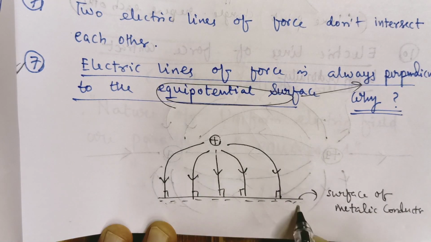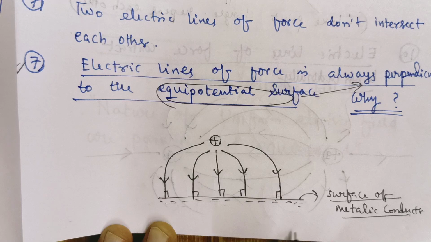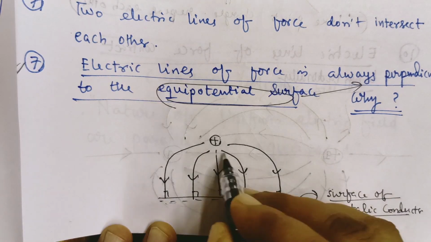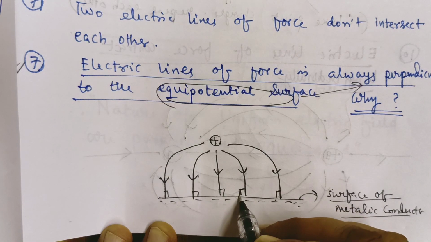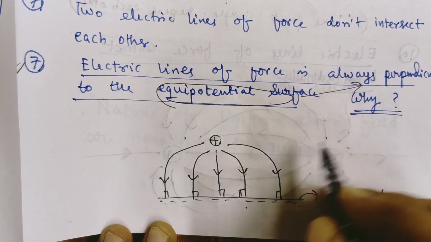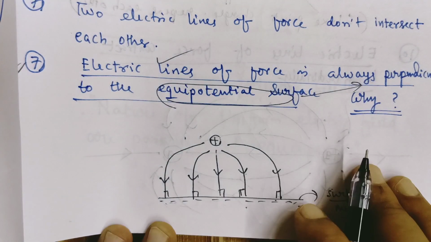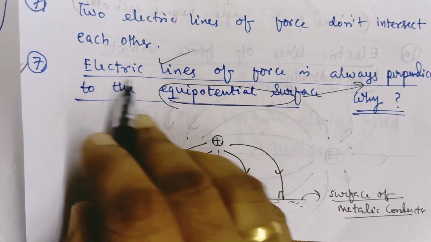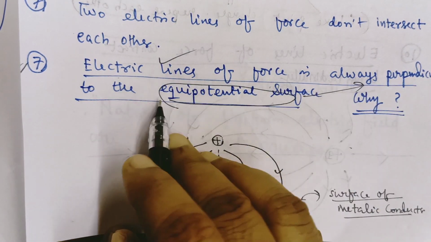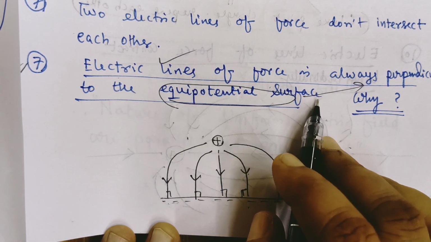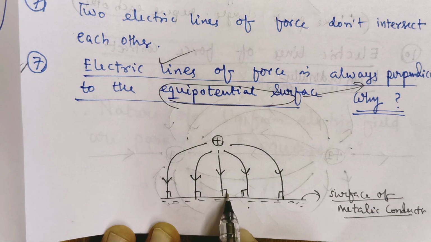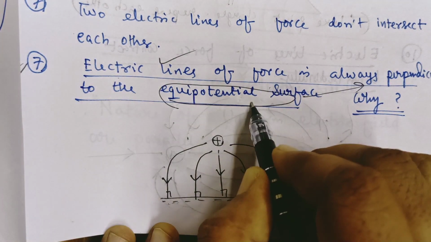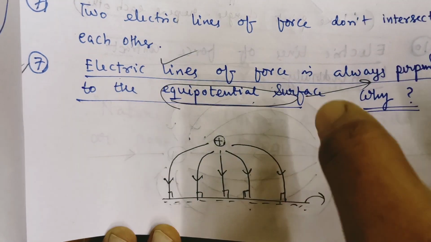That's why this example is given, the surface of a metallic conductor. Why the surface of a conductor is an equipotential surface, we will discuss later. Why electric lines of force are perpendicular, that will also be discussed later. But as we are discussing the properties of electric lines of force, we are adding these lines, just to remember that electric lines of force are always perpendicular to the equipotential surface. This is characteristic number 7 that we have discussed.